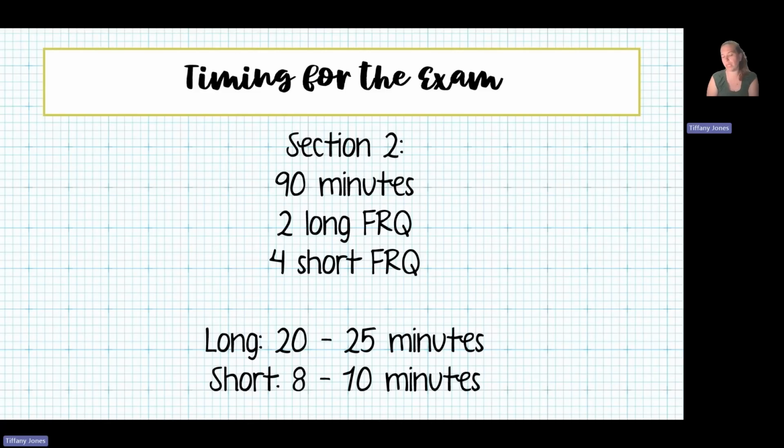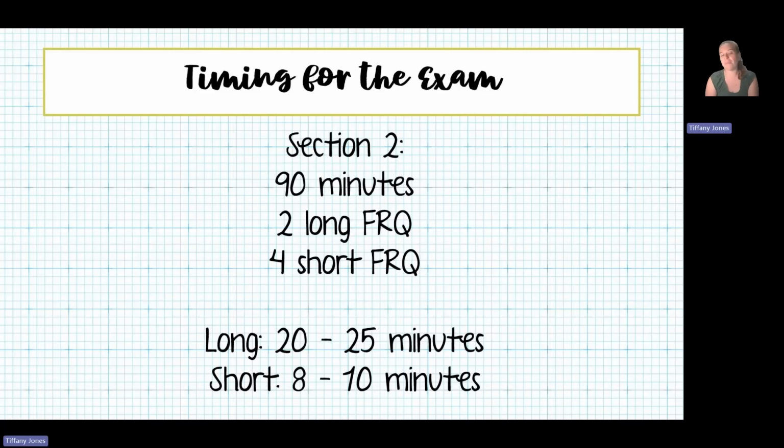You can usually tell how many points it is based on the bolded term. So your bolded term is usually 1 point, unless we're talking about graphing. And usually graphing is 3 points. Your short FRQs are always going to be 4 points, and since we have 4 short FRQs, that's going to be 16 points there. So that gives you a total of 34 points in the FRQ section.